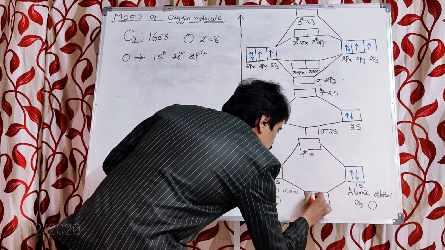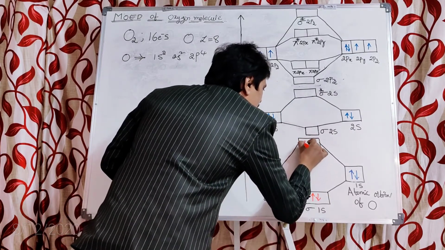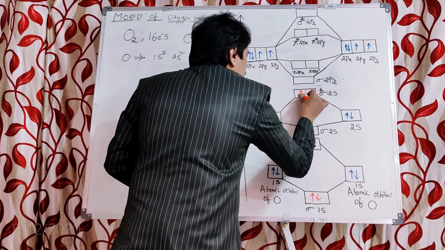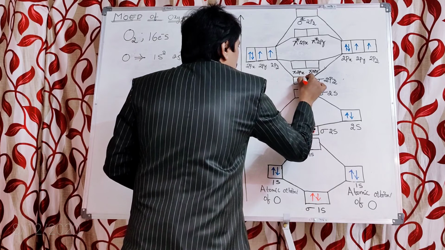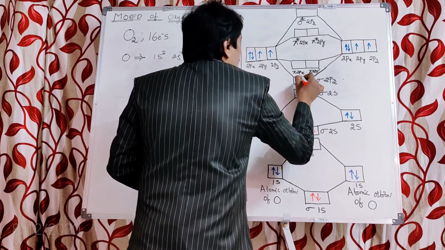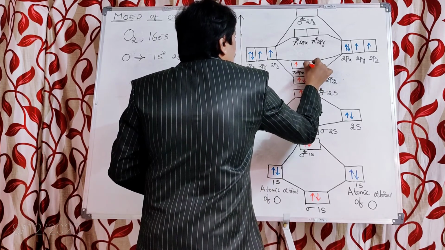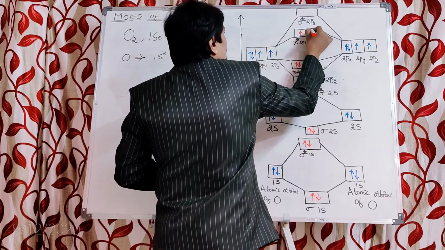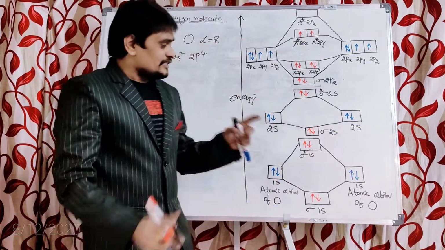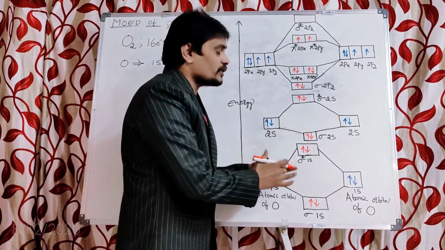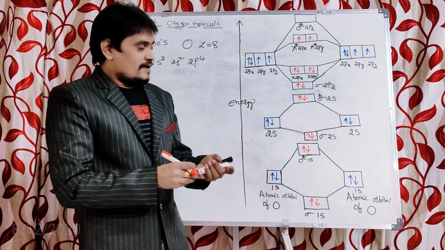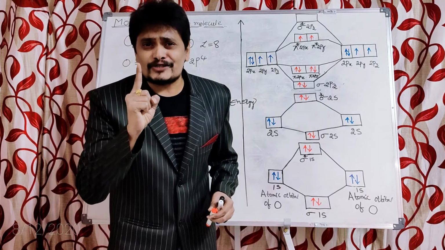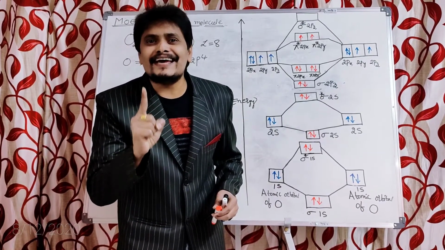So 1, 2, 3, 4, 5, 6, 7, 8, 9, 10, 11, 12, 13, 14, 15, and 16. In this manner, we have to fill the electrons in the molecular orbitals of the oxygen molecule. Right. Now, what sort of information can we read from the molecular orbital energy diagram, students? First is the molecular orbital electronic configuration, then bond order, bond stability, and the bond length.